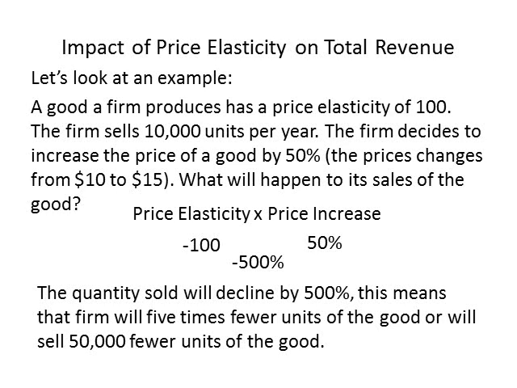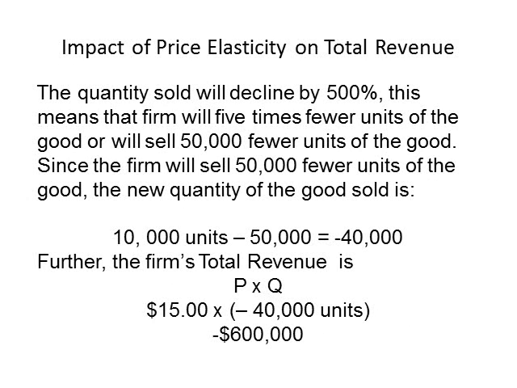The quantity of the goods sold will decline by 0.05%. This means that the firm will sell 5 fewer units of the good than at the old price. Since the firm will sell 5 fewer units of the good, the new quantity of the goods sold is 10,000 units minus 5, which is 9,995. Further, the firm's total revenue is price times quantity, or the new price, $15, times $9,995, giving a total revenue of $149,925.